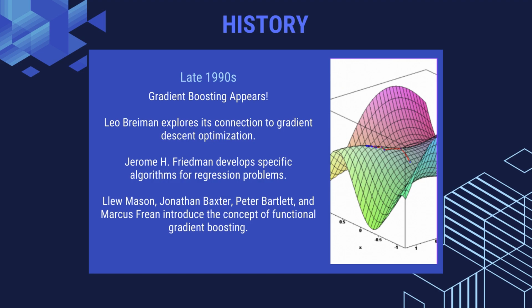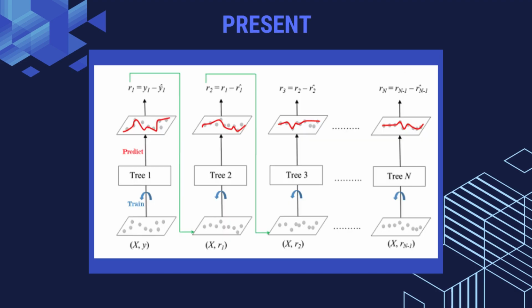Llew Mason, Jonathan Baxter, Peter Bartlett, and Marcus Frean introduce the concept of functional gradient boosting, viewing it as an iterative process. Today, gradient boosting is a powerful machine learning technique combining elements of gradient descent and boosting. It tackles various tasks including prediction and classification, making it a valuable tool across many fields.